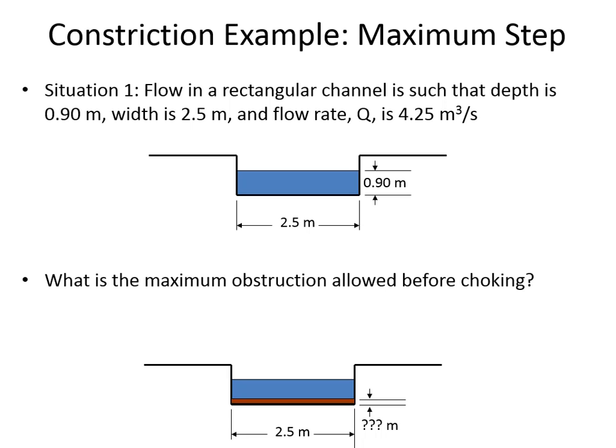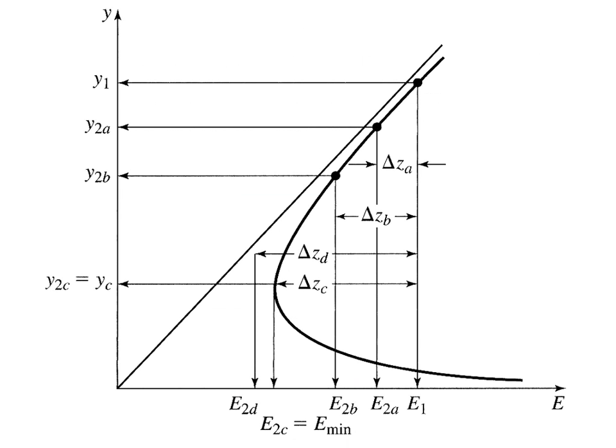All right? So if you're going to highlight something, highlight and remind yourself why we made that assumption. And if we go back to the specific energy diagram, we remind ourselves that it is the critical depth that we've got. Y2 is the critical depth when you've got that biggest delta Z that can be tolerated.